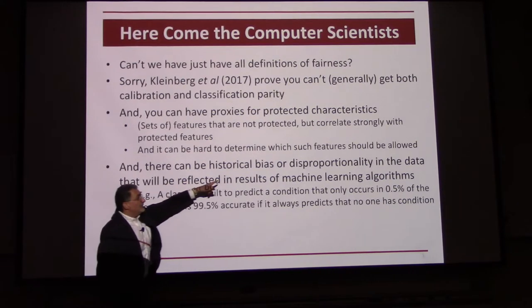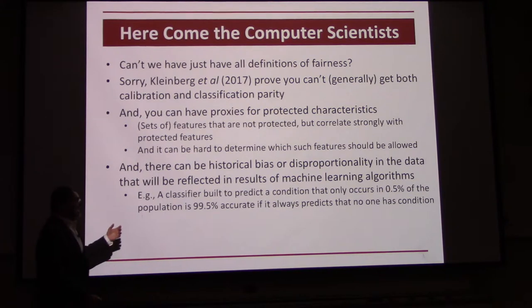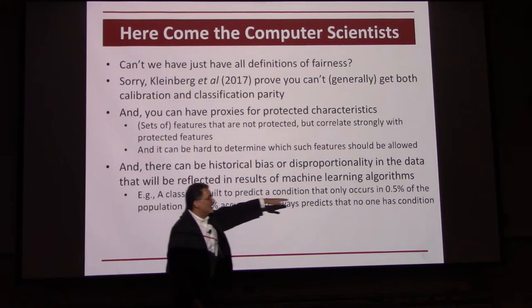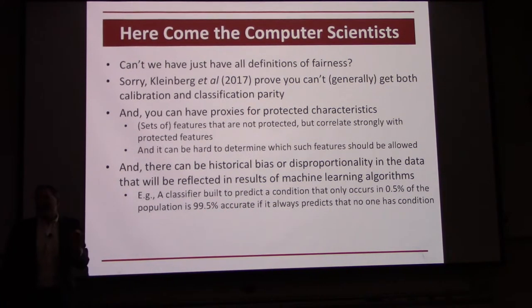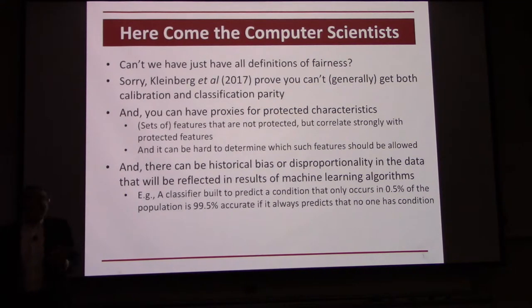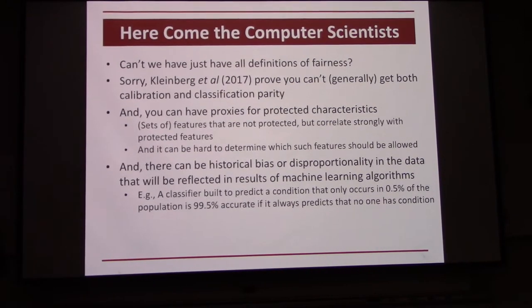I can also look at disproportionality in data. So what do we mean by disproportionality in data? So if, let's say, I'm trying to predict something that's super rare, right? I'm trying to build a classifier to predict a condition that only happens in 0.5% of the population. I can actually have a classifier that's 99.5% correct by predicting no one has the condition. That's a useless classifier. These are the percentages for HIV in the United States. Okay? So we need to think about what the problems really are before we just turn up the crank and say, hey, it's 99.5% accurate if we don't understand the nuances of the problem.